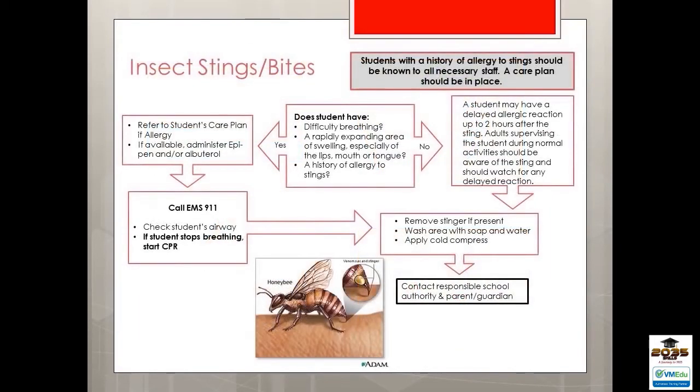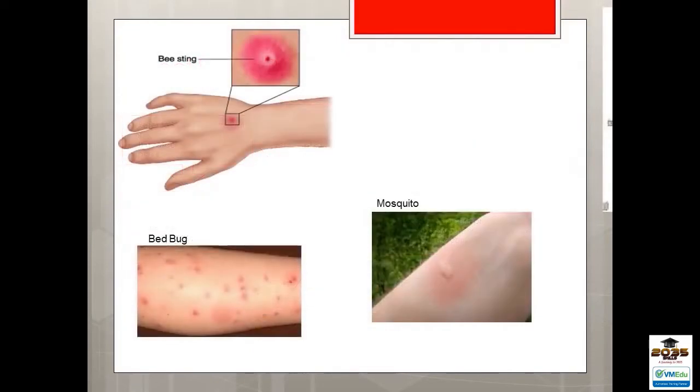Many insects bite or sting. Symptoms of an insect bite or sting are caused from the venom that is injected into the skin. Venom can cause both irritation such as pain, itching, and swelling, or a severe allergic reaction such as difficulty breathing, swelling of the face, lips, tongue, mouth, airway, and tightness in the chest. Individuals with a history of an allergy to stings should be known to all necessary staff. A care plan should be followed. This image shows a comparison between a bee sting, bedbug bites, and a mosquito bite.